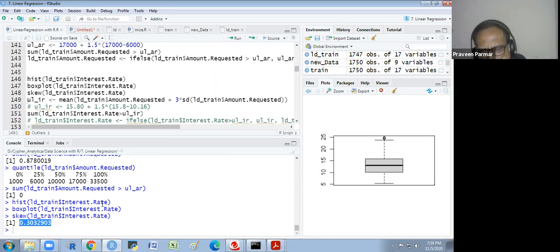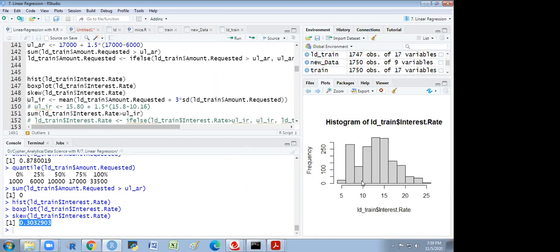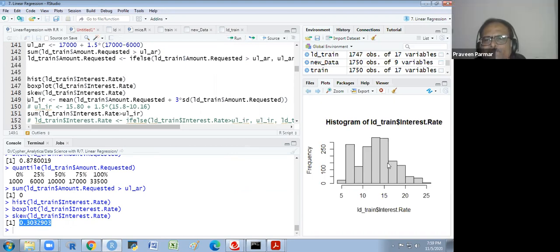What do you say? Is it skewed? If you see this graph, is it skewed or normal? Normal, correct? It is normal. It is not skewed. If skewness is between -0.5 and 0.5, then it is assumed normal, almost normal. So skewness is 0.30. It means it is normal. Got it?